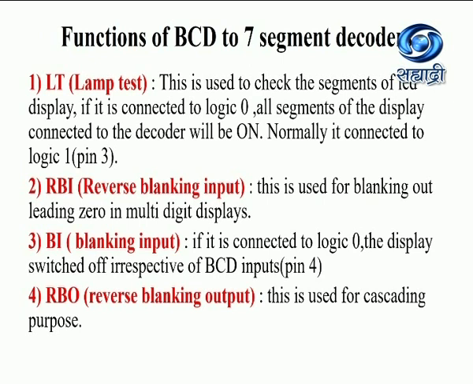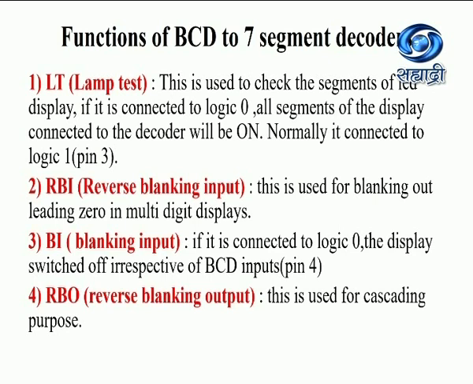Second one is RBI, that is ripple blanking input. This is used for blanking out the leading 0 in a multi-digit display. So we can blank out the 0 if you use multiple displays in the same circuit.